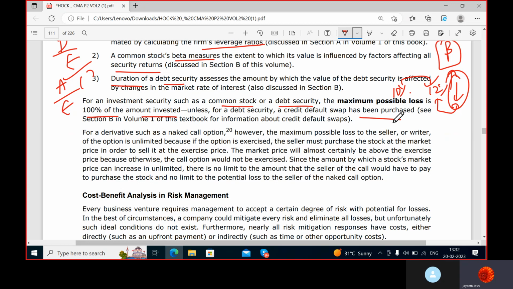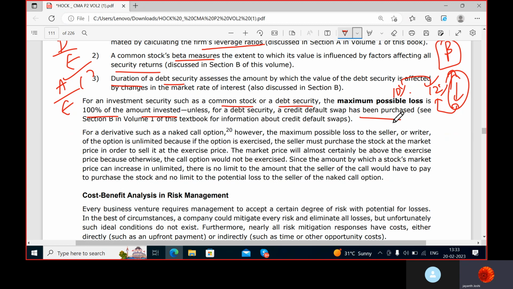That means you have invested in equity. The maximum possible loss is, if the company goes into losses, you lose your entire money. Second point is, if you have invested in bonds and the company defaults, you'll be incurring a huge loss, correct? So if you have taken a credit default swap, that means it's like a credit insurance. If the company defaults, the insurance company will pay for that. Then it is something else.